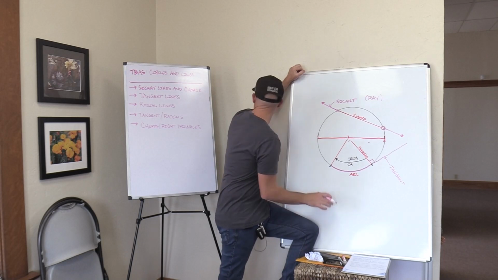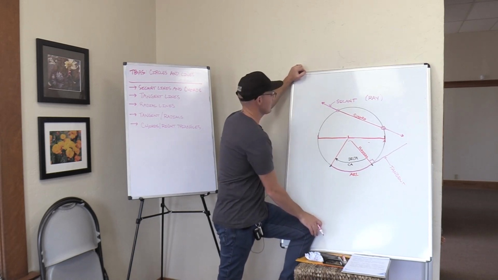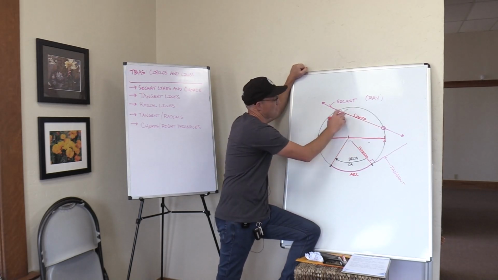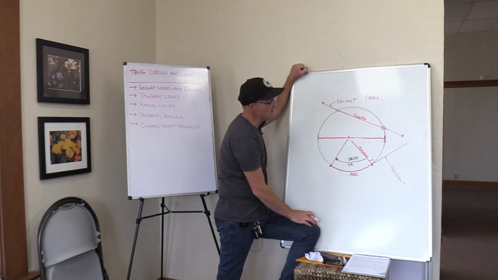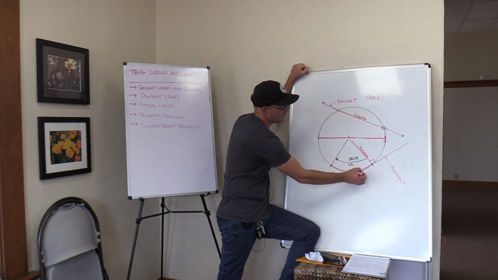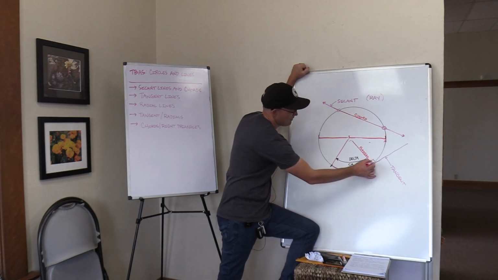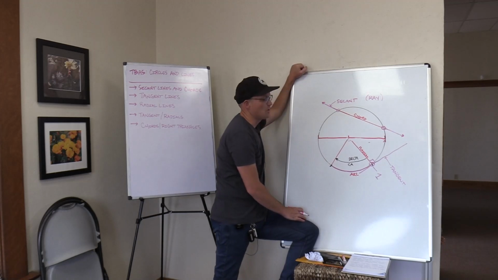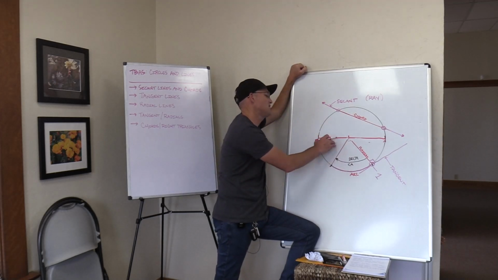Okay, so let's see here. We talked about secant lines and chords. Tangent lines. Okay, so tangent lines are not like secant lines. Secant lines always cross the circle and touch it at 2 points. A tangent line barely touches the circle. So it only touches the circle at 1 point right here. Okay, 1 point. It never actually crosses into the circle. It never goes inside the circle.